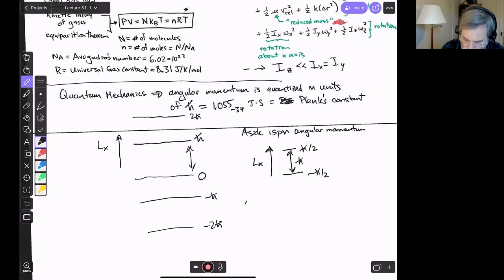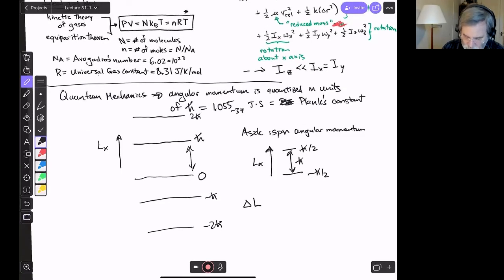Okay, so it's a universal feature that the interval between the allowed values of L, for example, L sub x, would be equal to h bar, and L sub x is I_x omega_x. So the intervals of L_x I can write as the changes in I_x omega_x. Here we're talking about the rotations in particular of a diatomic molecule. So I sub x is determined by the structure of the molecule.